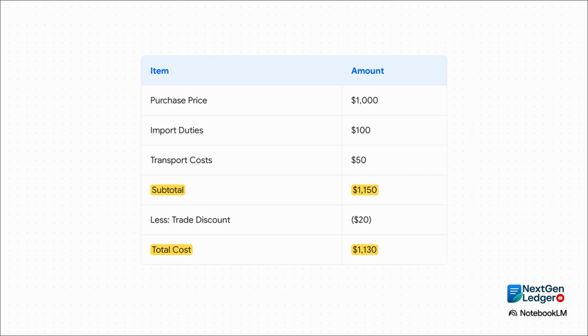So let's start with the cost of purchase. It's not just the price on the invoice. As you can see here, you also have to add in things like import taxes and shipping fees. But here's a key detail. You have to subtract any discounts you got from the supplier. So the real cost in this case isn't $1,000, it's actually $1,130.